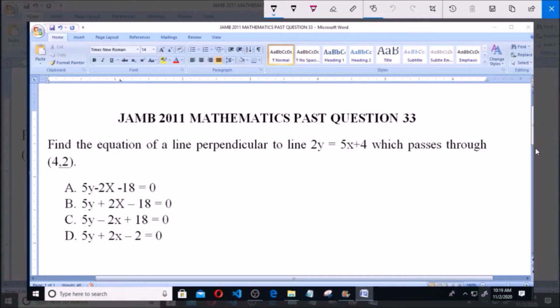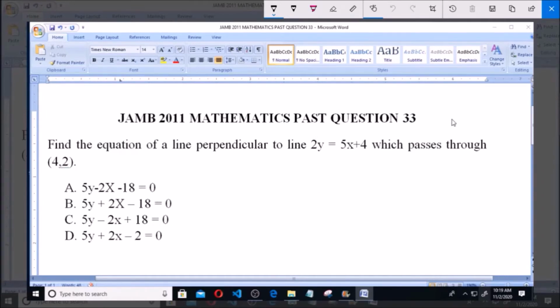Hello, good day and welcome. I will be answering JAMB 2011 Mathematics Past Question 33. Find the equation of a line perpendicular to line 2y is equal to 5x plus 4, which passes through 4, 2. So we're asked to find the equation of a line perpendicular to what? Line 2y equals 5x plus 4.